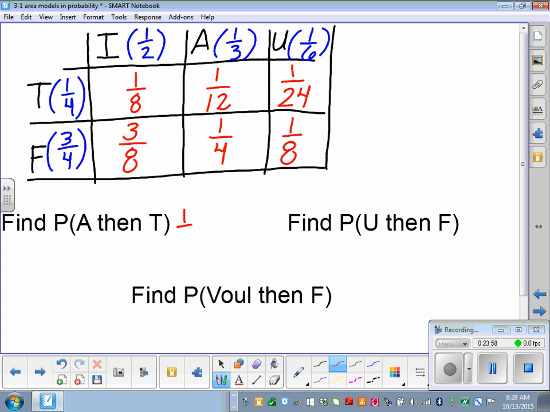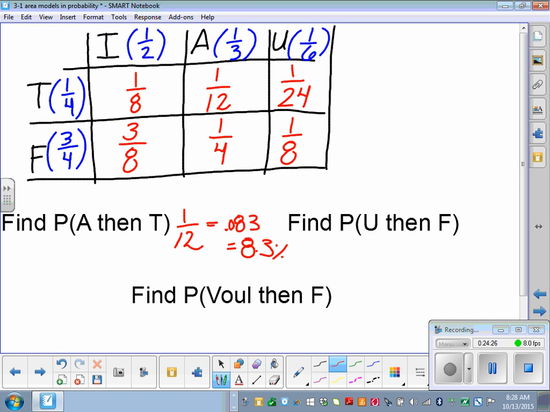Very good. Now tell me, do that in your calculator. What decimal do you get? What's the probability we'll land on A then T? 0.083. So what percent? 8.3%. You move the decimal 2 places to the right and you get 8.3%. Very good. Questions on that?